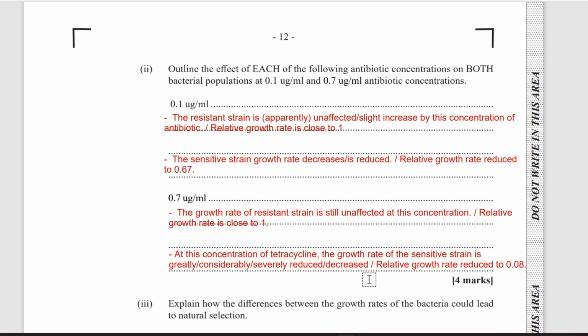Note here, you just don't want to say decreased, right? You want to say greatly decreased because it dropped from 1 to 0.08. There's a big drop, right? The growth rate reduced to 0.08. Again, you want to put some figures in there. This is 4 marks. Show that you're able to read a graph.